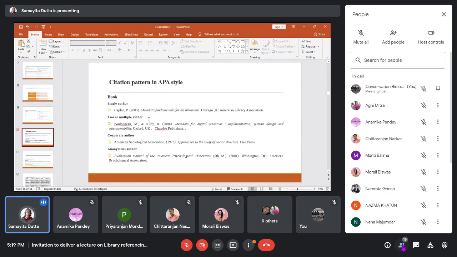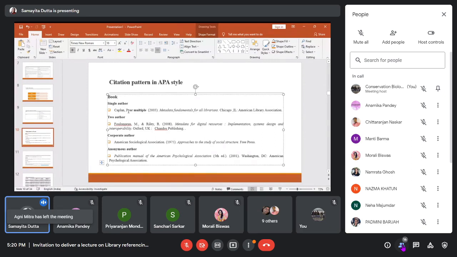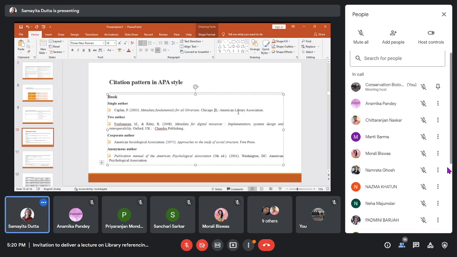These are the examples that you see. This is a book by a single author, Kaplan P. While writing the name of the author, you should write the last name first and the first name last. This is the year of publication, 2003. Metadata Fundamentals for All Librarians is the name of the book, published in Chicago by the American Library Association. Use a colon between the place of publication and the publisher.